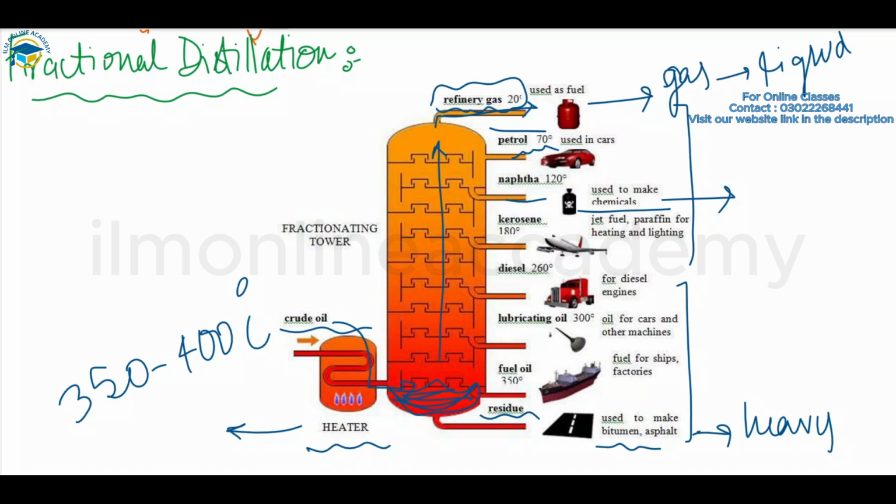Next, the second method through which the distillation of petroleum happens is catalytic cracking.